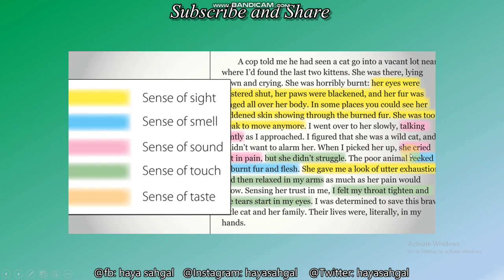Okay, now look over here. She cried in pain. She cried. You can say badly, you can say loud, such words you can add to describe how the pain was. But she didn't struggle. The poor animal reeked of burnt fur and flesh. She gave me a look of utter exhaustion. So you can read it properly and you can understand how the writer has made the sentences attractive and clear by adding senses and descriptive words.